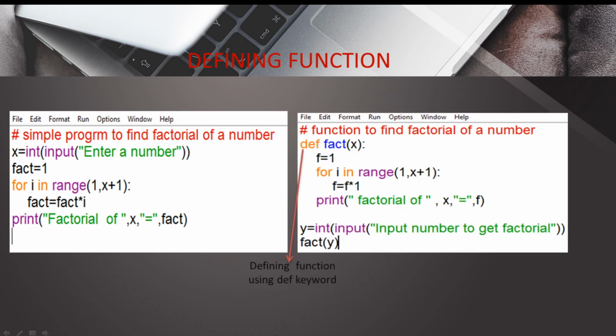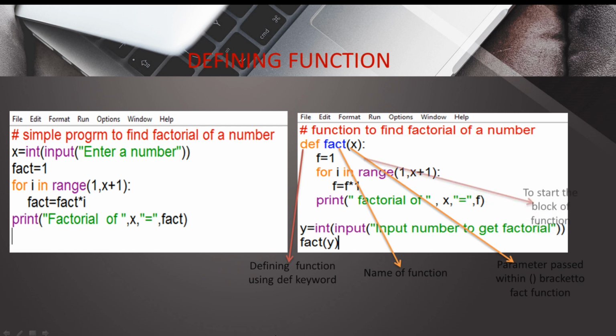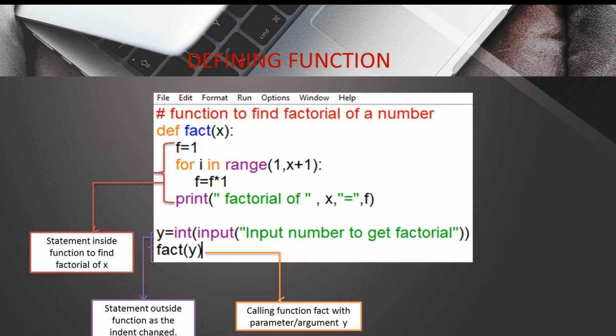See, this is defining a function using the def keyword. The name of the function, which is a user defined name, then the parameter passed within brackets to the fact function. Here colon is used to start the block of the function. Now in this slide you can see that the block of the function, or the code inside the function, is known as the function definition statement.